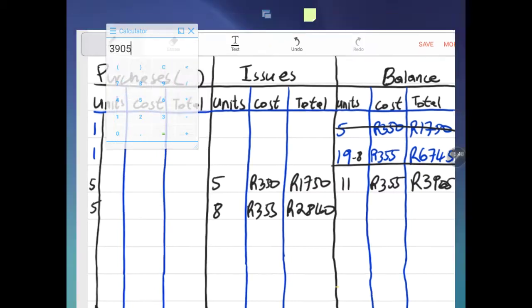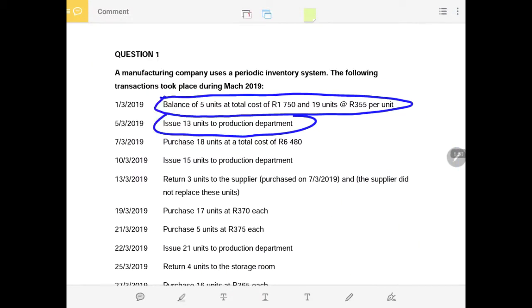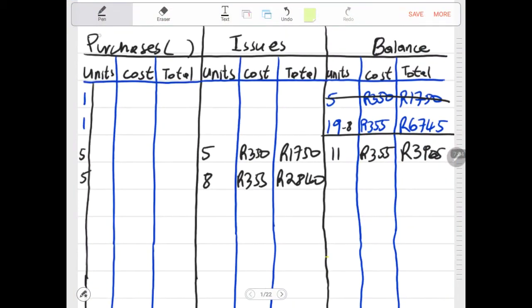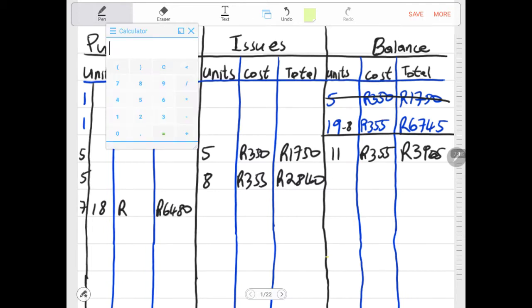Now we go to the next transaction, that is in the month of March. Next transaction is on the 7th, where we purchased 18 units at a total cost of how much? 6,480. We purchased 18 units. We go under our purchase column, we record as purchase. It's on the 7th, we purchased 18 units. We're not given the unit price, but 6,480 is the total cost for all these units. 6,480 divided by 18 units, it is 360.